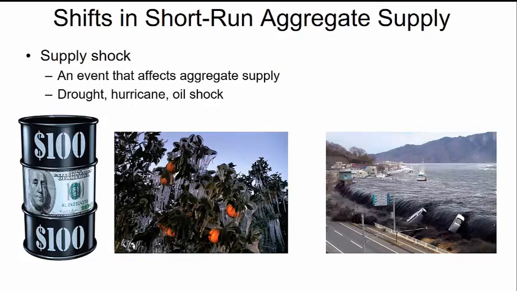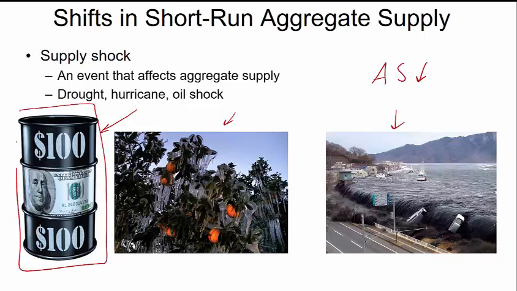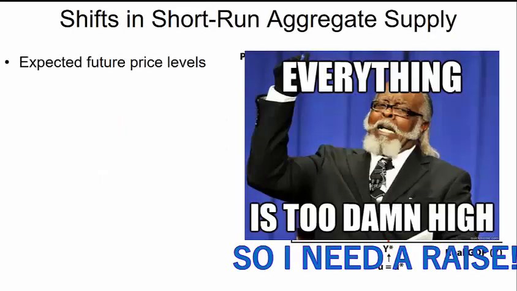Alright, so here's some examples. A supply shock could be an event that obviously affects aggregate supply, but it could be anything from a drought, a hurricane, oil prices suddenly change. Those are all things that will affect the aggregate supply curve. It looks like the images here are all depicting decreases in aggregate supply. These are all things that are bad for business. Now, don't get confused. High oil prices are good for oil companies, but they're bad for everybody else. So don't get confused about that.